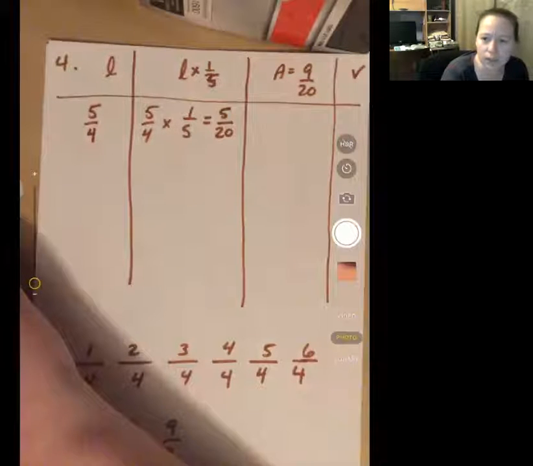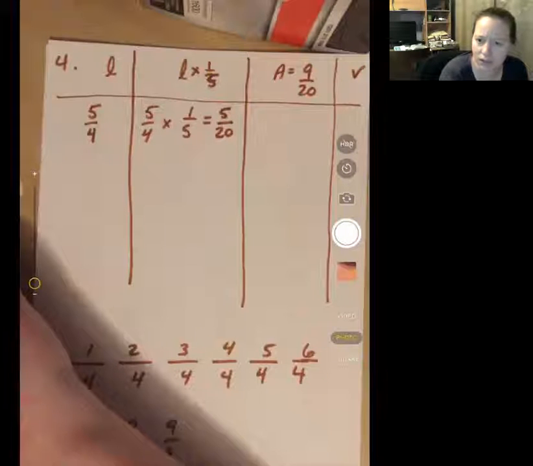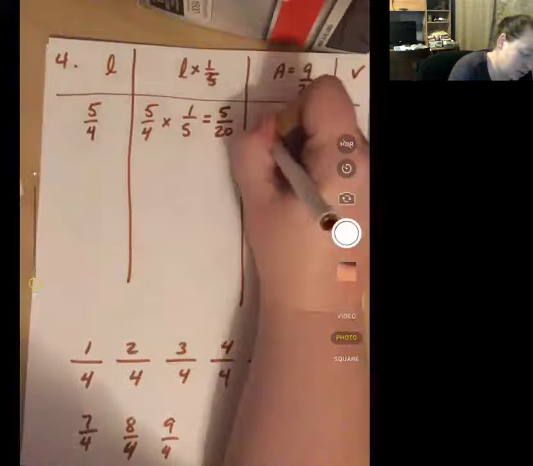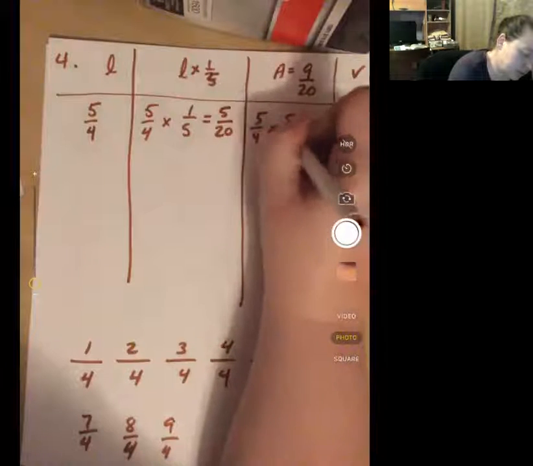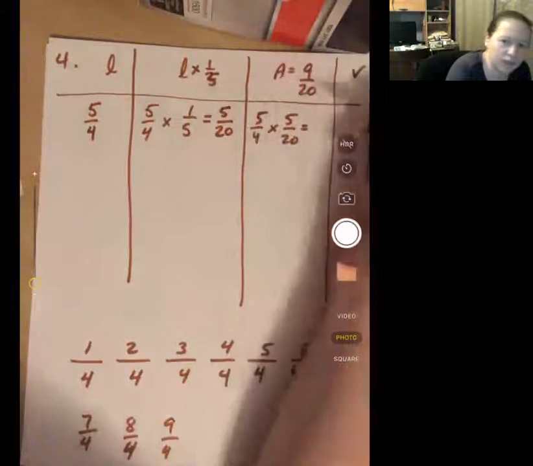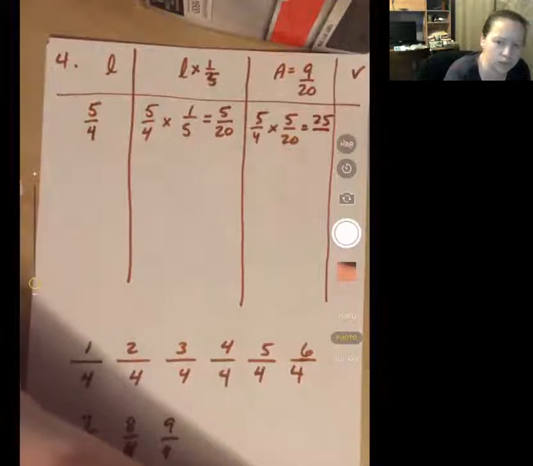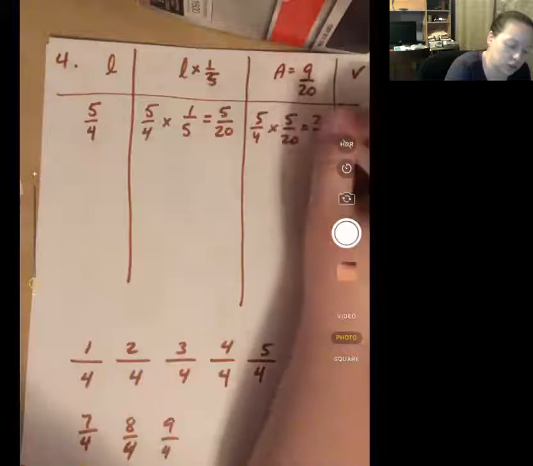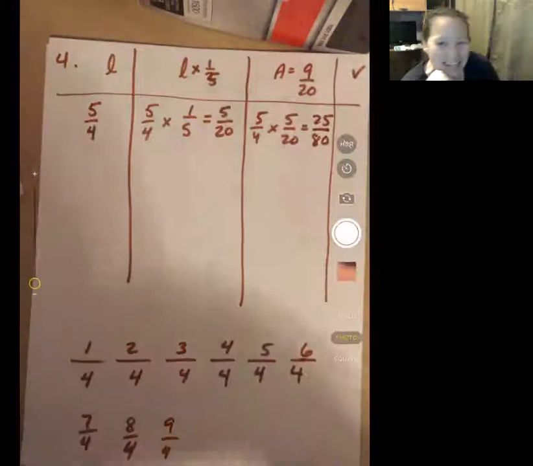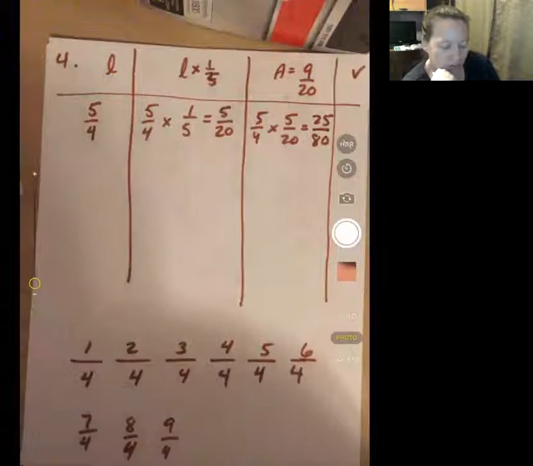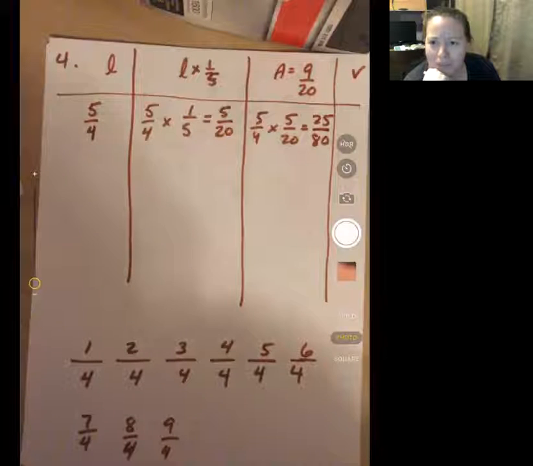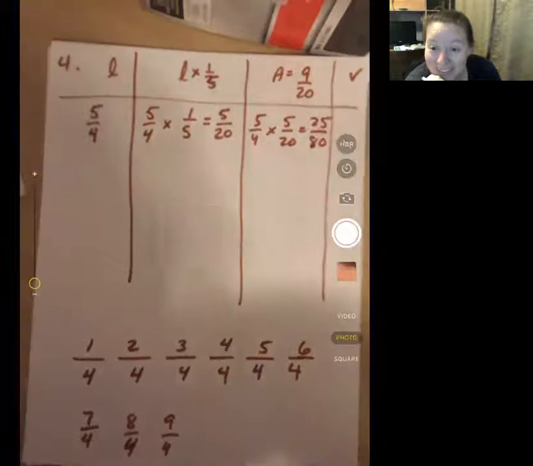Okay, that's not actually going to end up doing what I wanted it to do, is it? Because check this out. Look at what's going to happen here. 5/4 times 5/20 is equal to 5 times 5, which is 25, over 4 times 20, which is 80. Okay, no, that is not what I wanted at all.